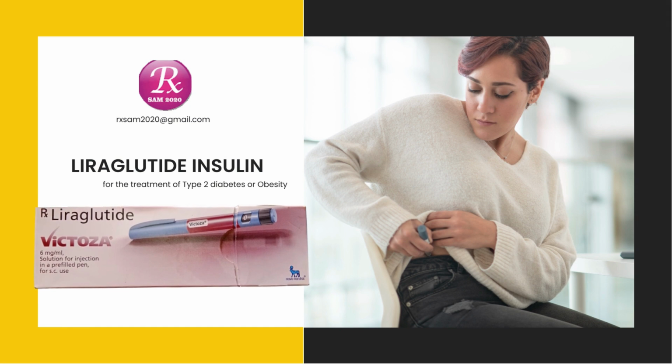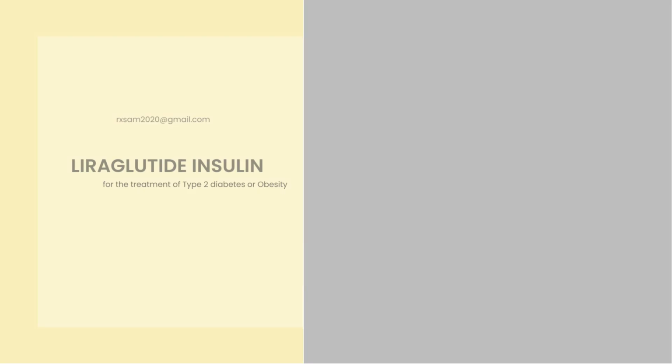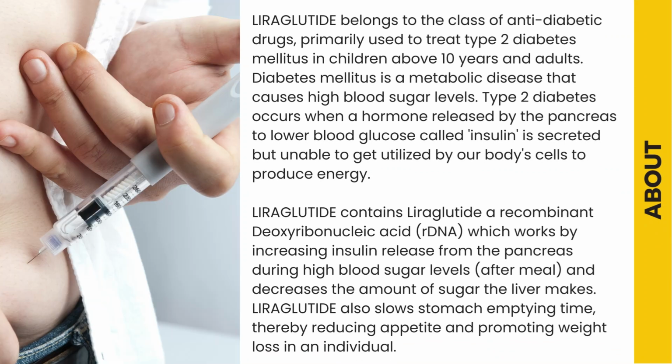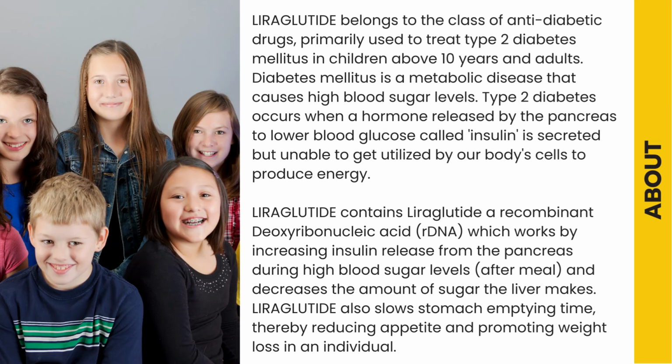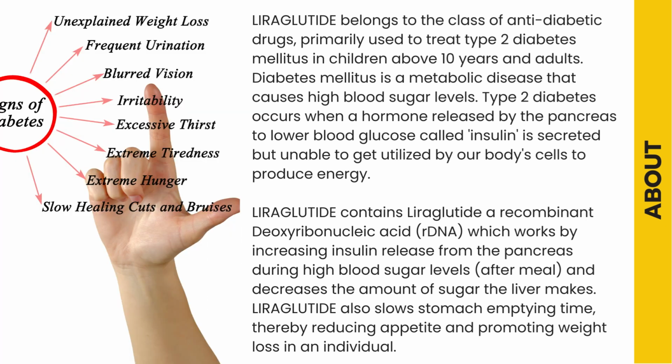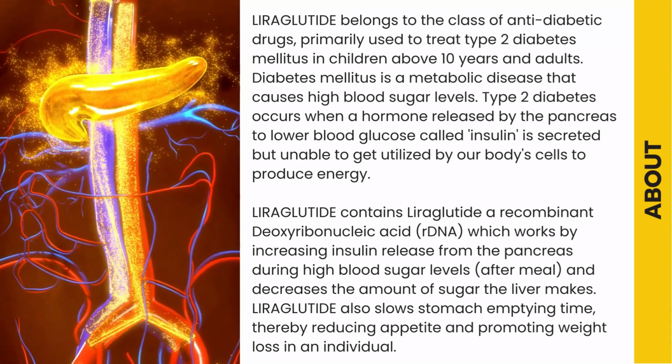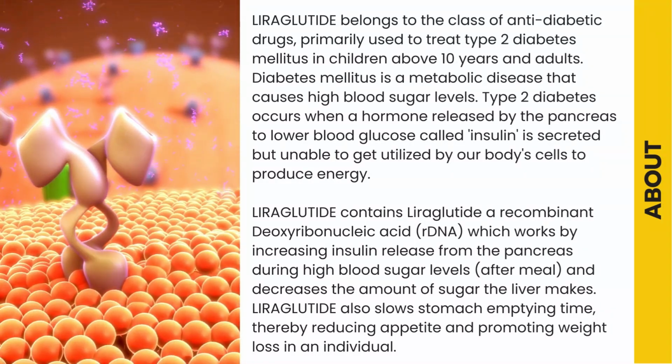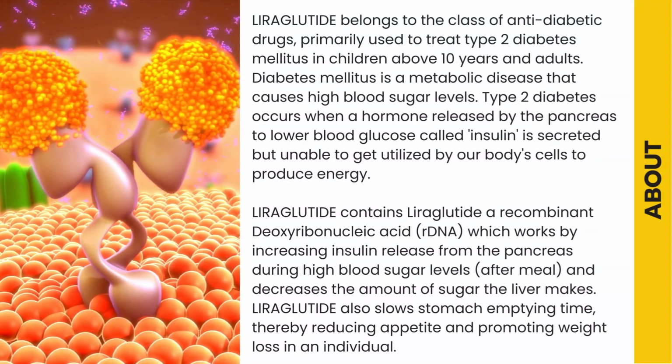Today we discuss a drug named Liraglutide. Liraglutide belongs to the class of antidiabetic drugs, primarily used to treat type 2 diabetes mellitus in children above 10 years and adults. Diabetes mellitus is a metabolic disease that causes high blood sugar levels. Type 2 diabetes occurs when a hormone released by the pancreas to lower blood glucose, called insulin, is secreted but unable to get utilized by our body's cells to produce energy.